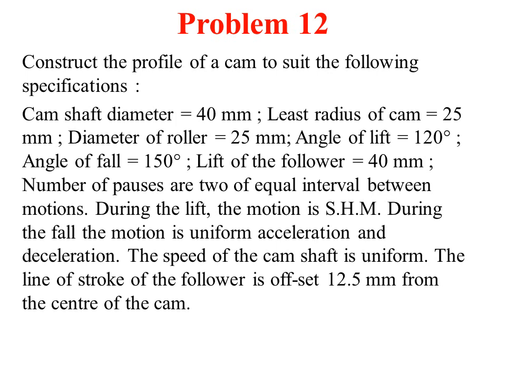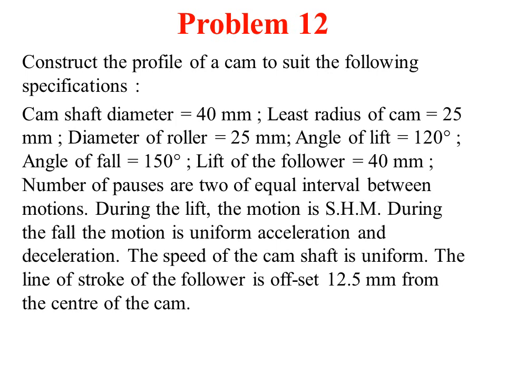Then they have given that the speed of the cam is uniform, and also the line of stroke of the follower is offset by 12.5 mm from the center of the cam. They have mentioned the offset, but you should note here that they have not mentioned the direction of the offset. As they have not mentioned the direction, we'll take it as on the right side. That means the follower is offset to the right side by 12.5 mm from the center of the cam. So that is what the problem is.